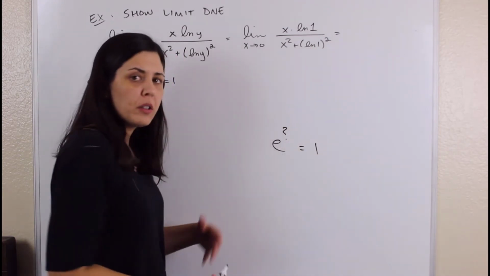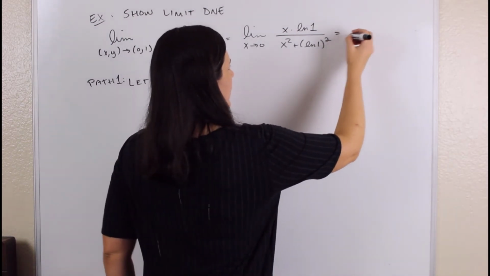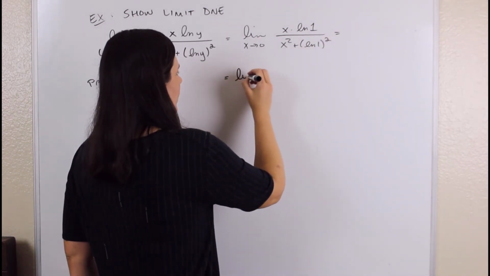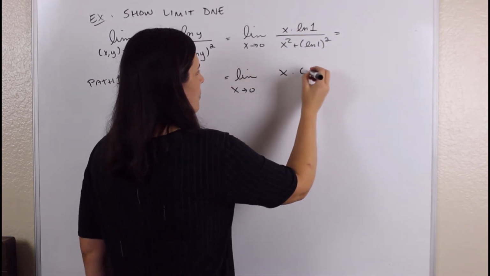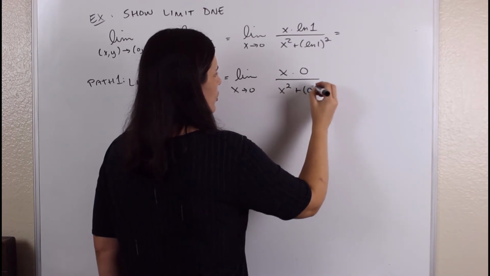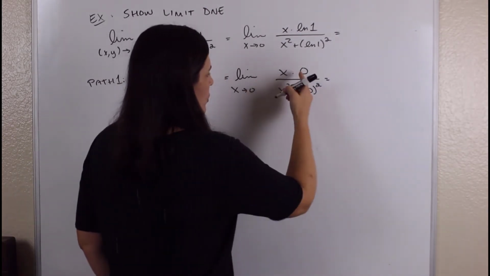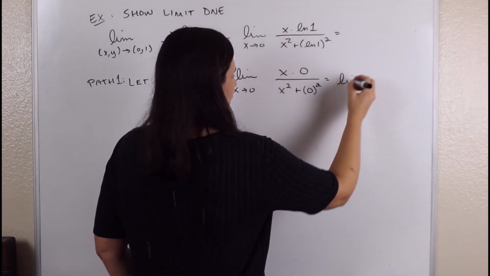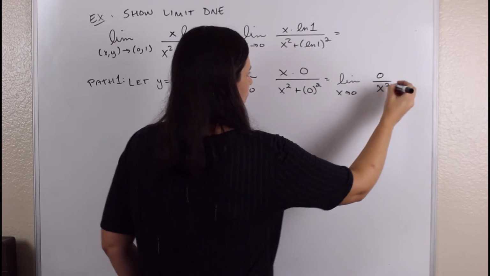So e to what power is 1? The answer is 0. So this is the limit, let's go down here actually, the limit as x approaches 0 of x times 0 over x squared plus 0 squared. Now, if I simplify this, my numerator is 0, so I have my limit as x goes to 0, over my denominator, which is x squared.